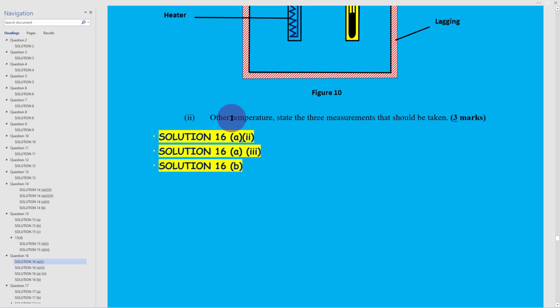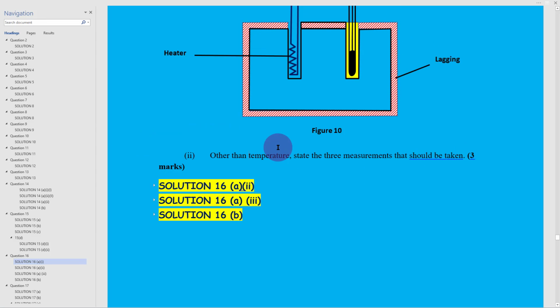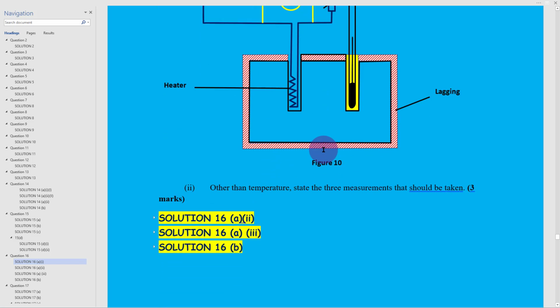This one ought to have read "other than temperature." Let me just correct that. Other than temperature, state the 3 measurements that should be taken, for 3 marks. What are these 3 other measurements? We need to take the steady voltage across the heater, as well as the steady current. And we also need a stopwatch to measure the time taken for the temperature of the block to change from a certain value to a higher value.